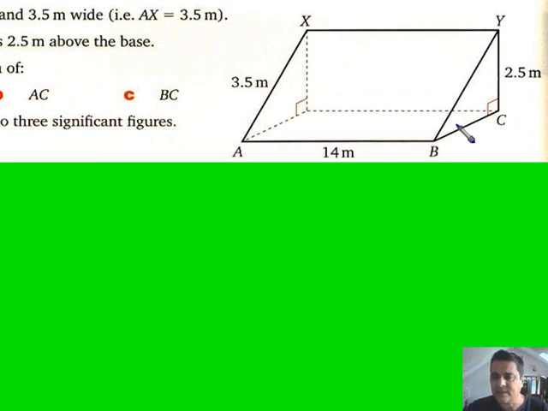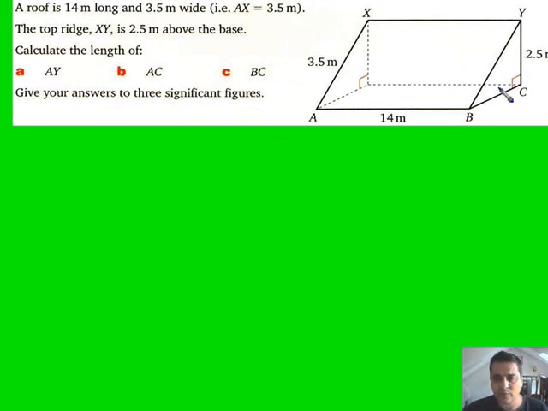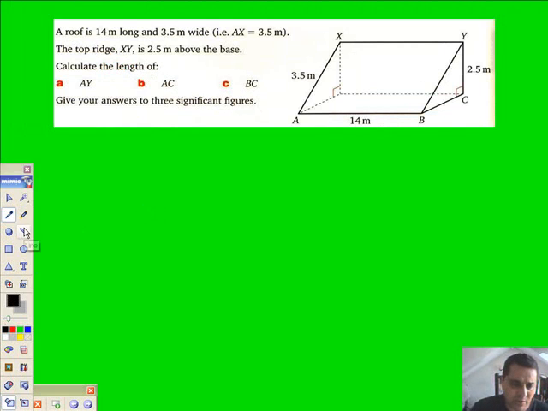Essentially, there it is. It's a triangular prism. There's all the dimensions. Essentially, let's just do some maths. Calculate the length of AY. Well, AY is that one across there. Let's just draw it in red, as I usually do.